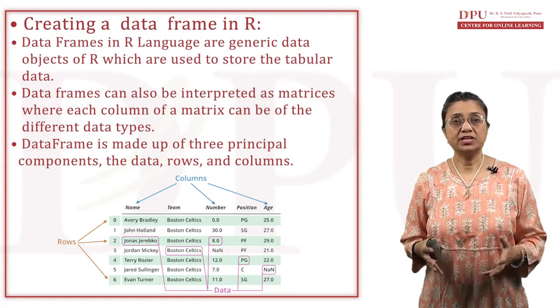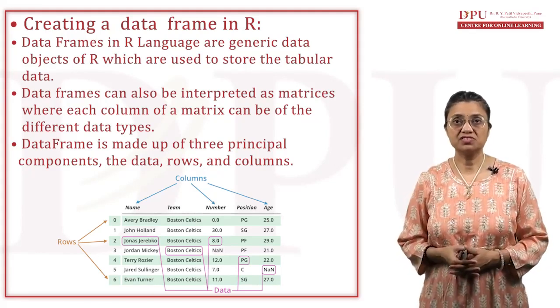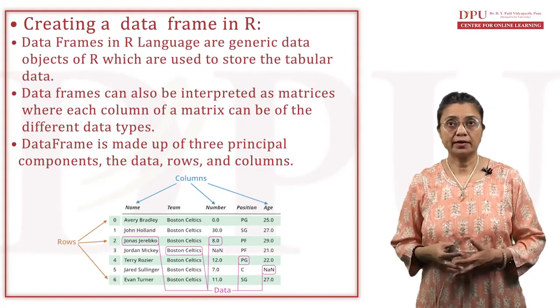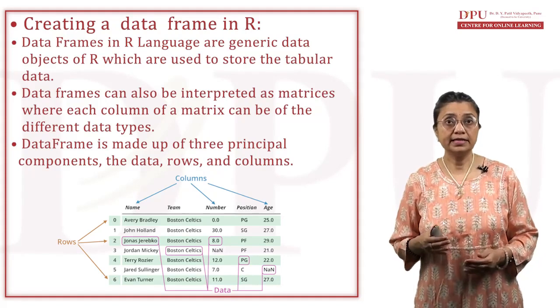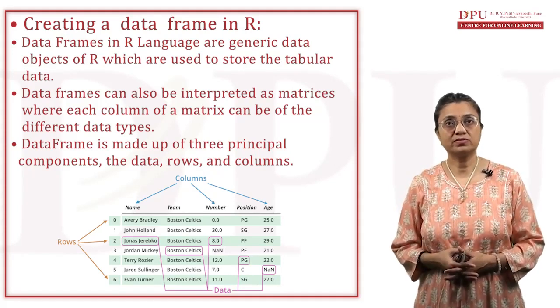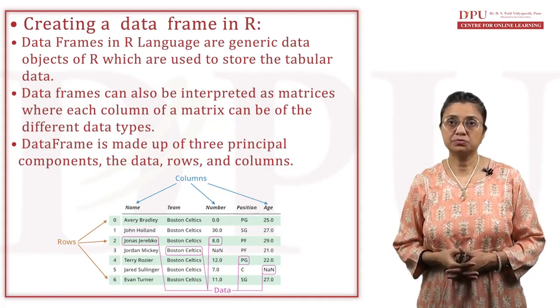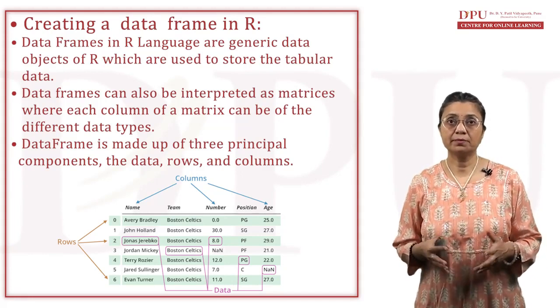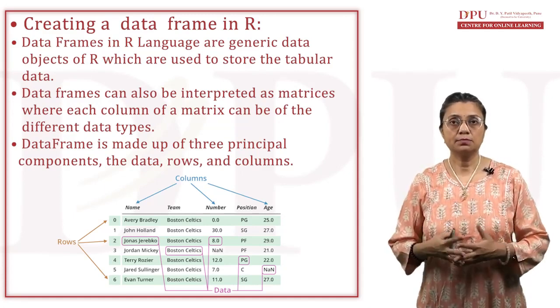We can see that we can create a data frame in the R language, and data frames in R are generic data objects of R, which are used to store data in tabular format. Data frames can also be interpreted as matrices, where each column of a matrix can be of a different type of data. A data frame is made up of three principal components: the data, the rows, and the columns.